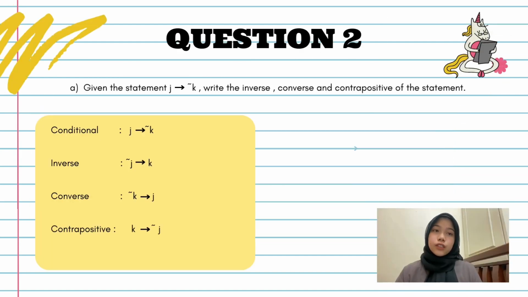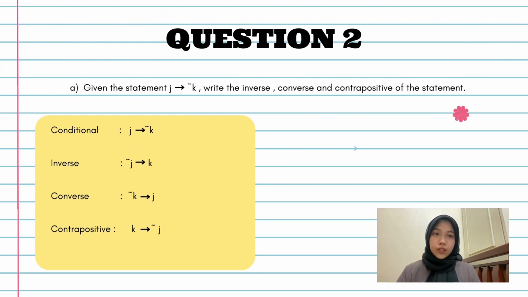Next, question number 2. Given the statement J implies not K, write the inverse, converse, and contrapositive of the statement. The answer: the conditional statement is J implies not K, the inverse statement is not J implies K, the converse statement is not K implies J, and the last one, the contrapositive statement, is K implies not J.